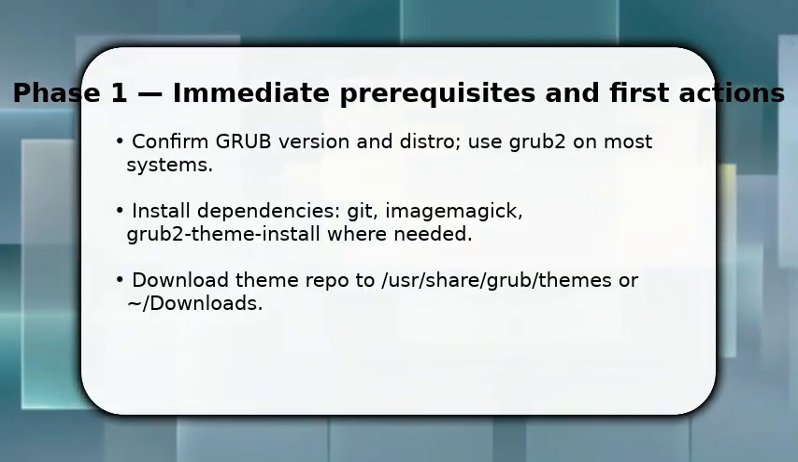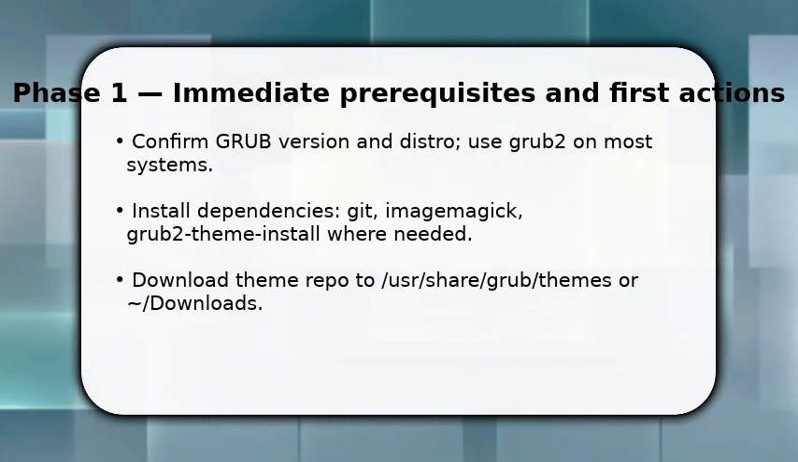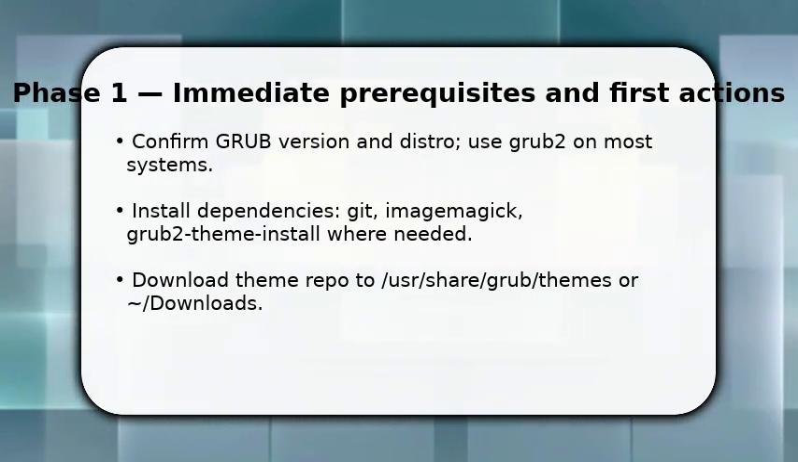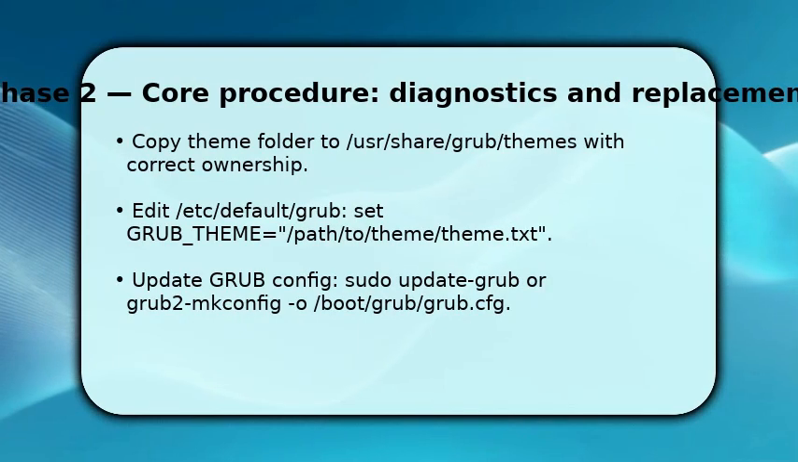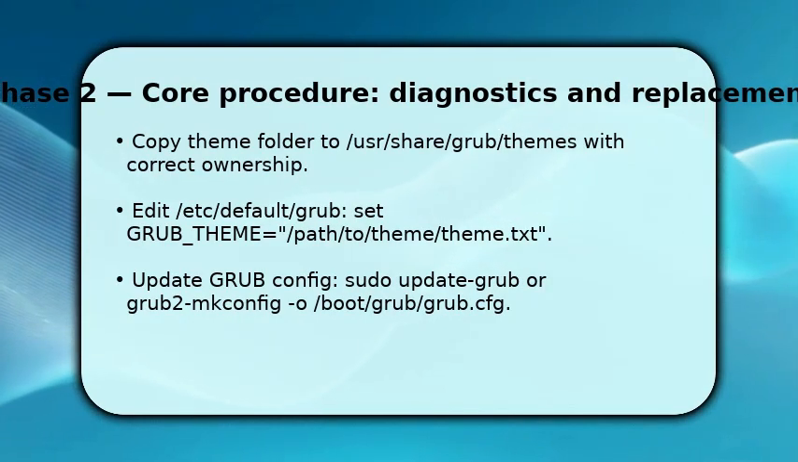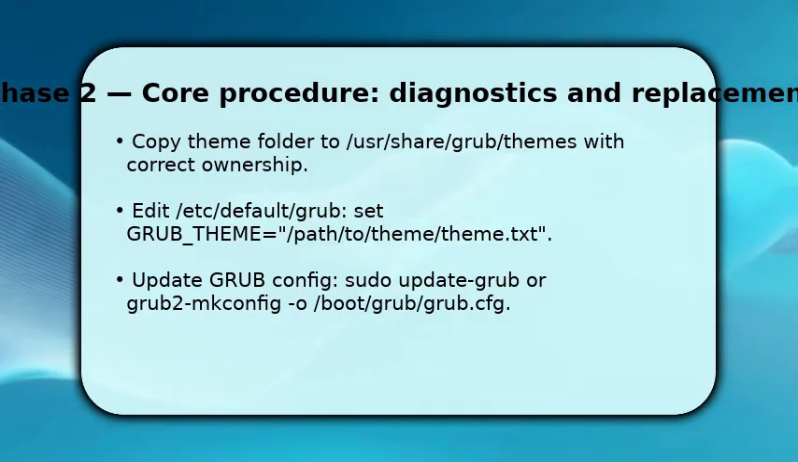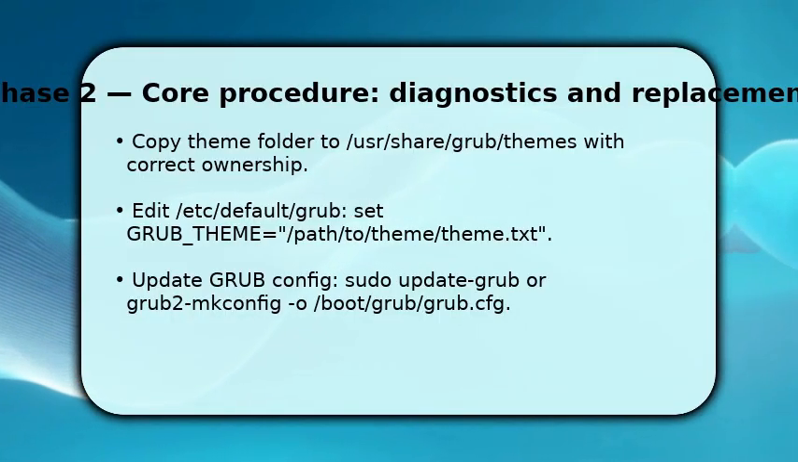Make sure to run commands with sudo so files land in the right place. Otherwise, permissions will block GRUB from reading the theme. You now place the theme where GRUB expects it and point GRUB at the theme file so the bootloader loads it. Change ownership to root and set permissions to 644 for files, 755 for directories. This avoids access errors.